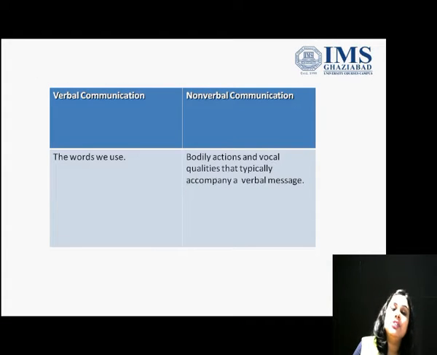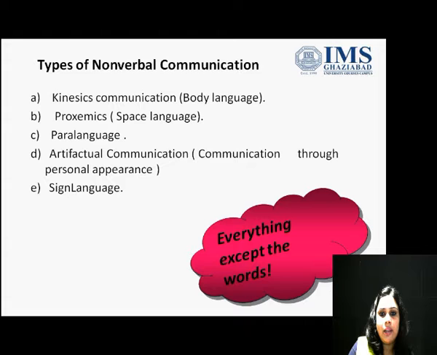Now, what is the basic difference between verbal communication and non-verbal communication? Verbal communication is simply the communication with the help of words. They can be written or they can be spoken. Anything without the words, either spoken or written, your gesture, your posture, your body language, the space between two and more than two people, your colors, the way you are dressed up, symbols are part of your non-verbal communication. Everything except the words spoken and written is a part of your non-verbal communication.